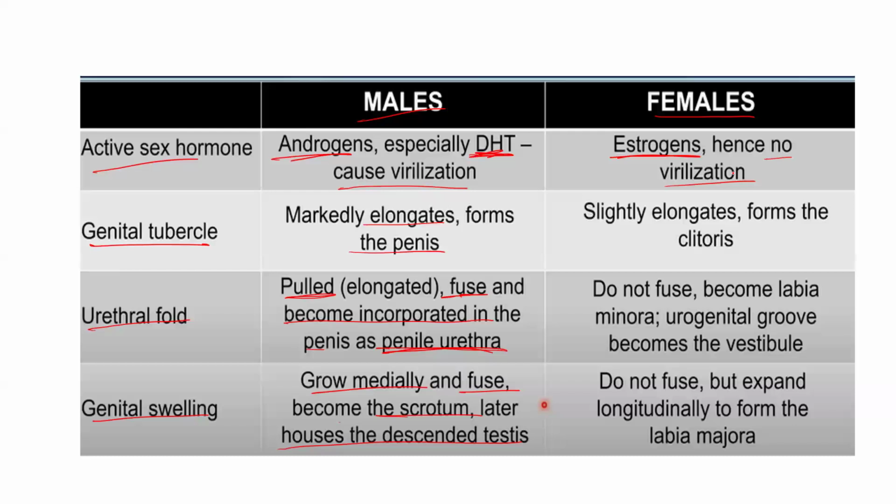So default pathway, the genital tubercle will slightly elongate to form a clitoris. The urethral fold will not fuse and become labia minora. The urogenital groove, that groove will become the vestibule. The genital swellings would fuse, but will expand longitudinally to form the labia majora.